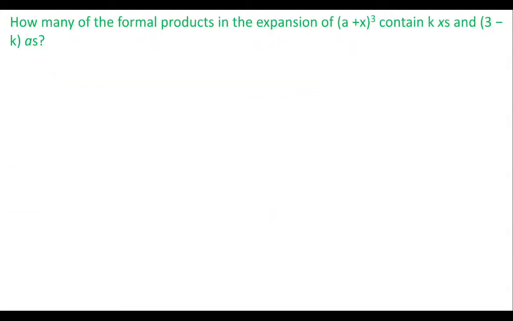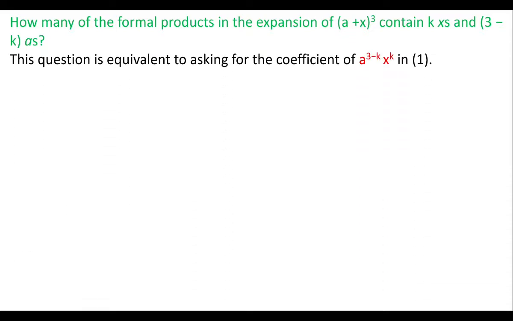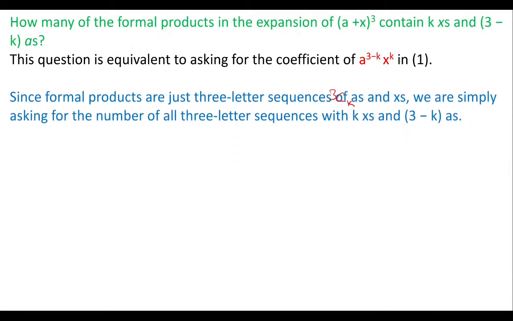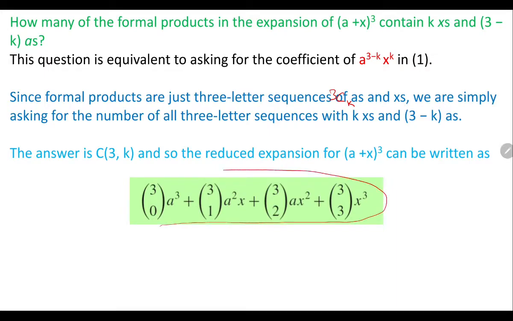So how many formal products in the expansion of (a plus x) cubed contain k x's and 3 minus k a's? This is what we are looking for: the coefficient of a raised to the power 3 minus k, x raised to the power k. Since the sequence is a 3-letter sequence of a and x, we are simply asking how many 3-letter sequences are there with k x's, because the remaining would be filled by a's. So that would be 3Ck. If 1 x is there, 3C1; 2 x's, 3C2, and so on. And that's why we can write the expression in this form.